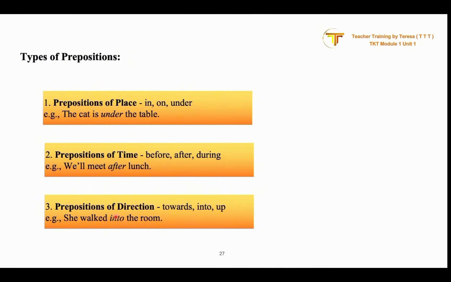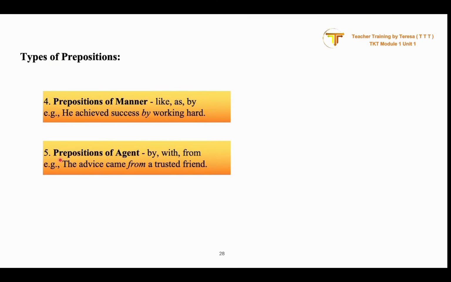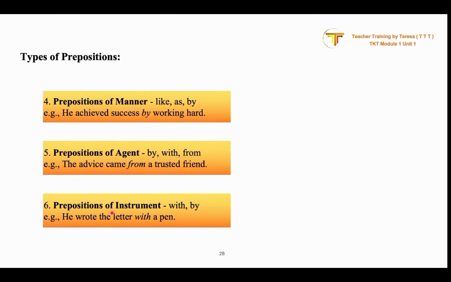3. Prepositions of direction: towards, into, up. She walked into the room. 4. Prepositions of manner: like, as, by. He achieved success by working hard. 5. Prepositions of agent: by, with, from. The advice came from a trusted friend. 6. Prepositions of instrument: with, by. He wrote the letter with a pen.